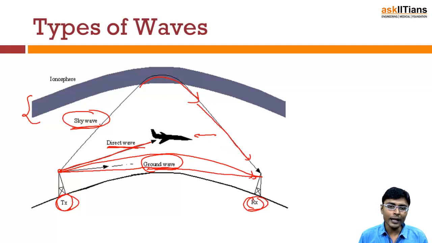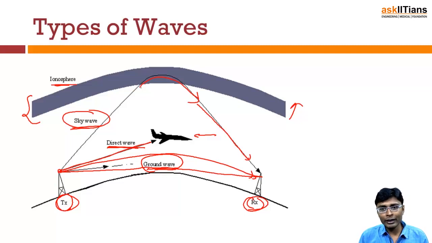Therefore they are called sky waves because they are refracted from the sky. Now we know that the ionosphere contains different layers, F1, F2, D region, all these are different layers in the ionosphere. And the refractive index decreases as we go to a higher height in the ionosphere.